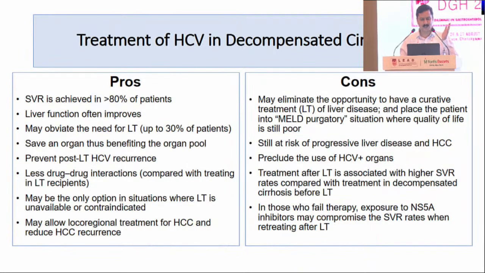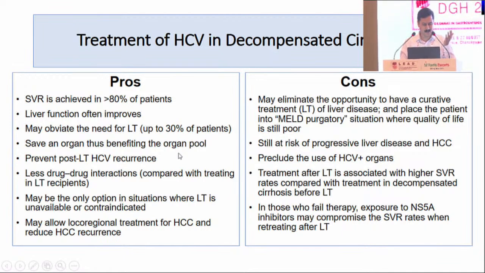So what are the pros and cons of treatment of HCV in decompensated cirrhosis? We know that SVR is very good, liver functions will improve. This may obviate the need for liver transplant. You're trying to save an organ from the organ pool. You're preventing LT HCV recurrence, and you have less drug-to-drug interactions when you have to treat these patients. And this is the only option in most of the countries where transplant is not available, especially in countries like India. And obviously, if you treat them, then the HCC can also be treated after that.